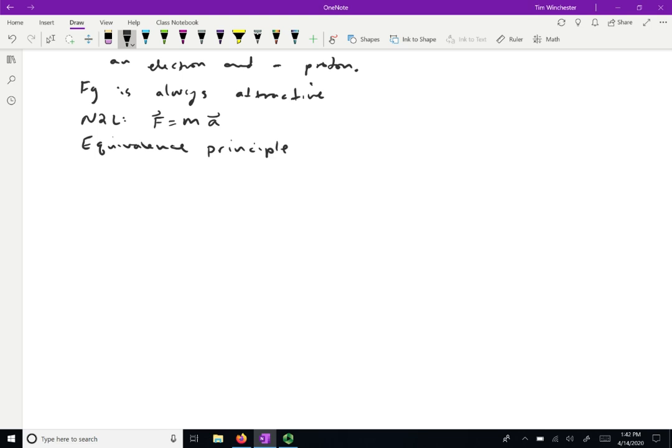And essentially, we relate the inertial mass, which is the one that shows up in F equals ma, and the gravitational mass, which is the one that shows up in Newton's law of universal gravitation. And all experiments that we've ever done indicate that those two masses are consistent with each other. There is no difference between them.